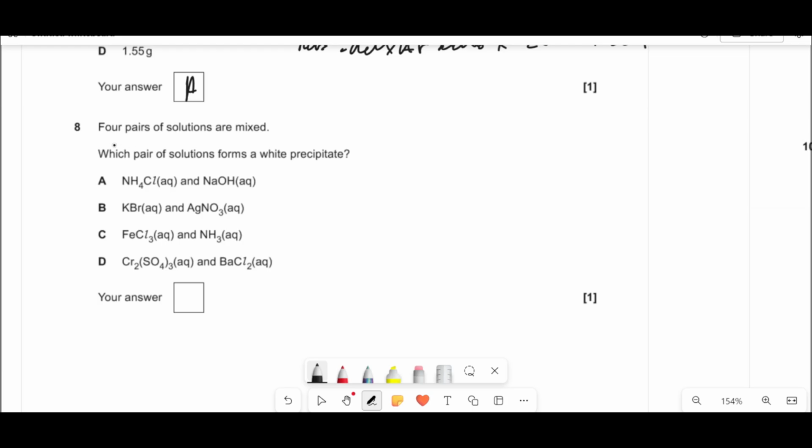There you go. All right, 4 pairs of solutions are mixed. Which pair of solutions makes a white precipitate? So let's have a look, shall we? When you're doing multiple choice questions like these, it's usually a lot of the time either multiple choice where one is right and the other ones are wrong, or it's single best answer, meaning that all of them are technically feasible.